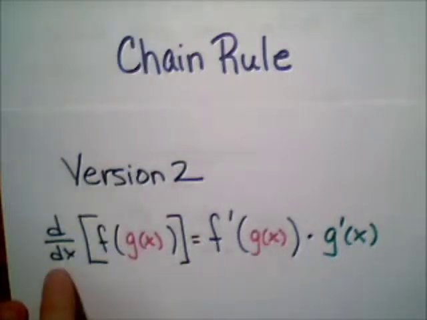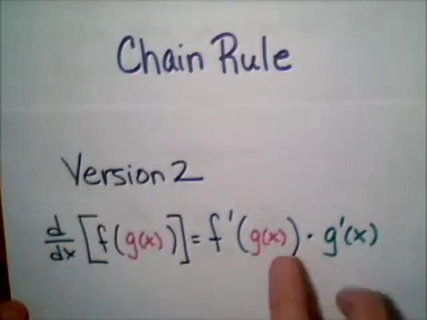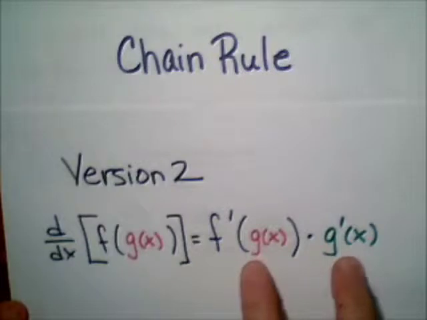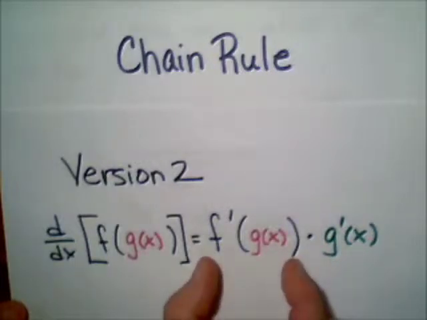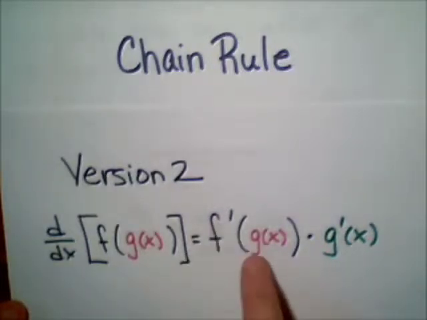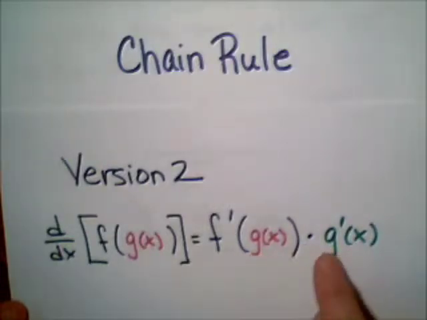And if we differentiate, we will get a product of 2 derivatives. This first derivative, f prime, is going to be evaluated at the function g, and then we just multiply by g prime of x.